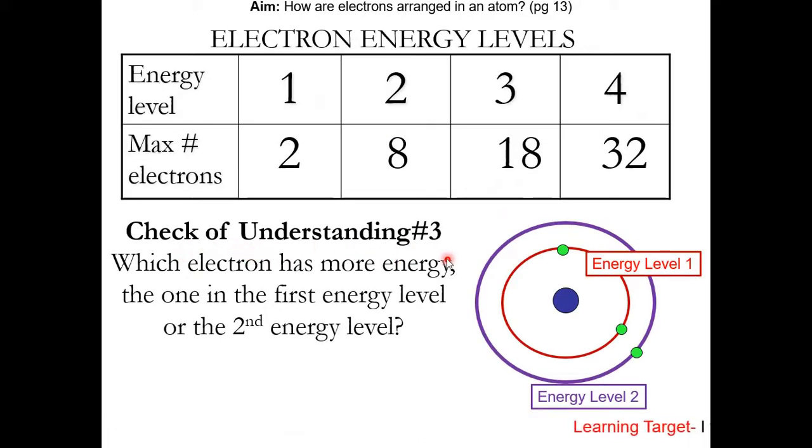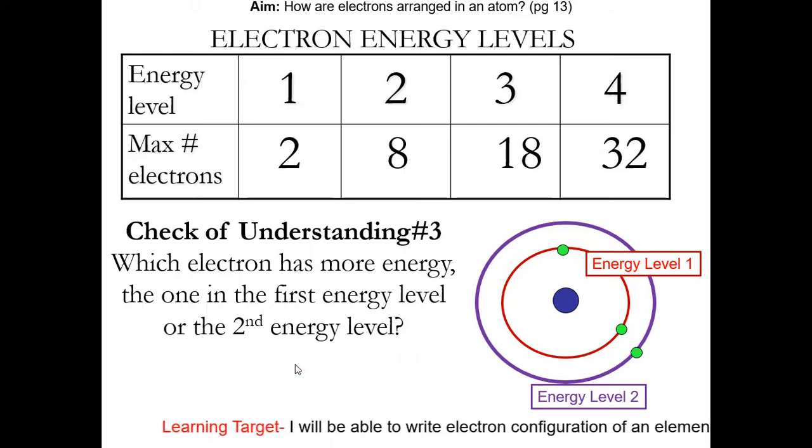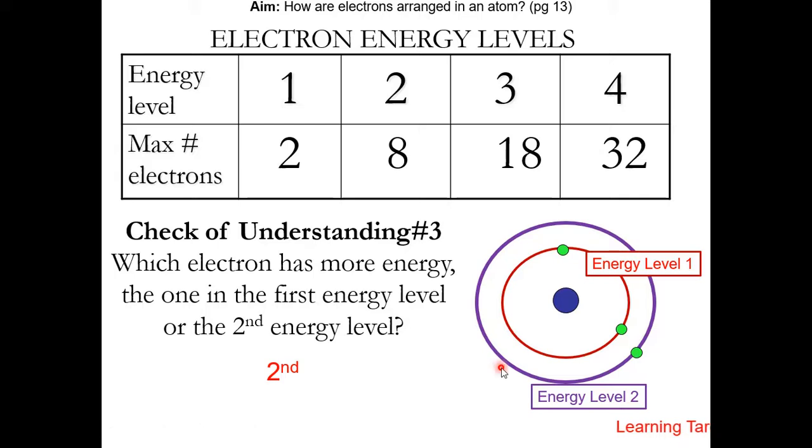Check of understanding number 3. Which electron has more energy? The one in the first energy level or the second energy level? So pause the video and think about this and resume the video once you have an answer. So the answer is the second energy level. So why would the electron in the second energy level have more energy than the electron in the first energy level? The way you could think about this is to think about the potential energy of the electron.